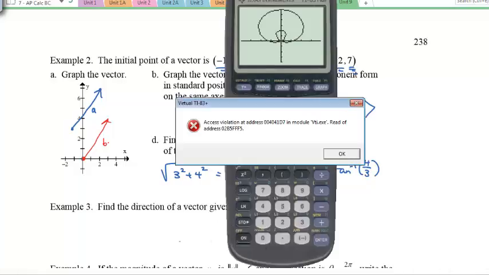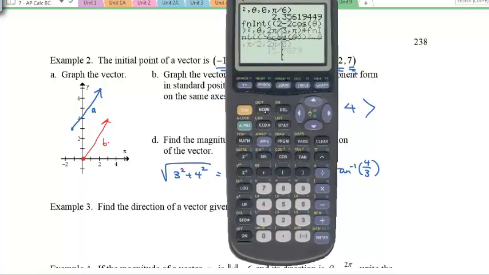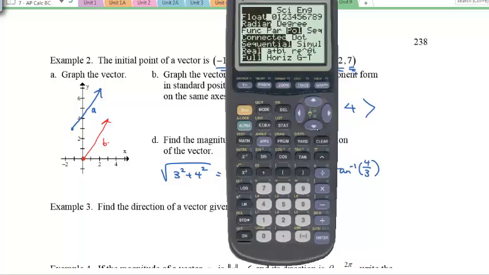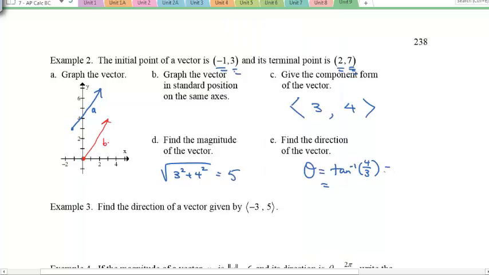So let me bring that back out. Let me go back to regular function mode and go arctangent 4 over 3, and that's 0.927. Okay, so that's just the angle in standard position measured to show you the direction that the vector is moving in.